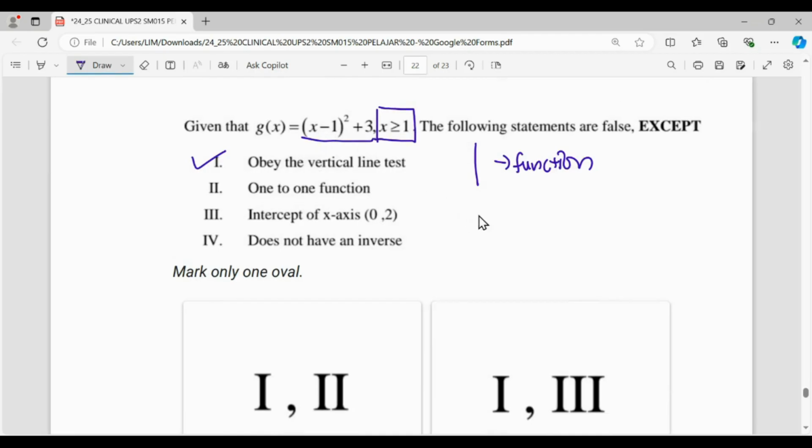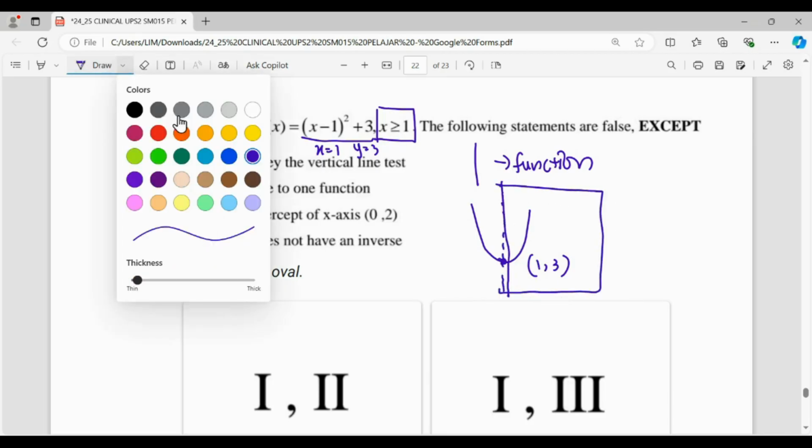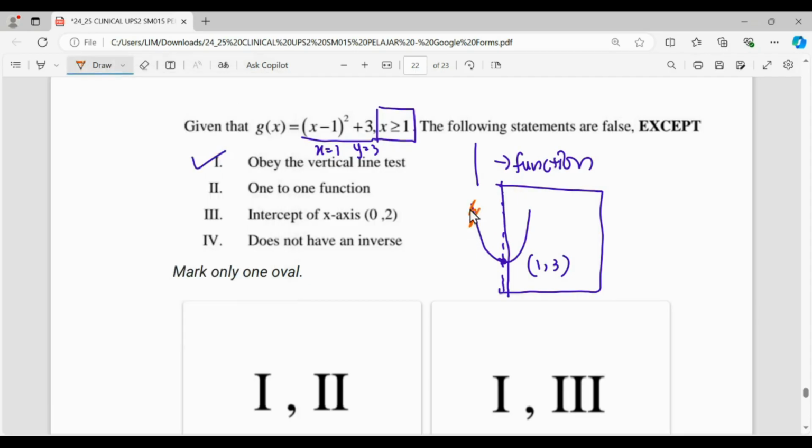Then I need to draw this graph. This is a quadratic. The minimum point has x is 1, y is 3 here. So the minimum point is the coordinate (1, 3). And the graph only takes 1 to the right-hand side. So when it takes that side, it means the quadratic graph on the other side is not involved in the domain. So we only have this side. Yes, it is a one-to-one function.